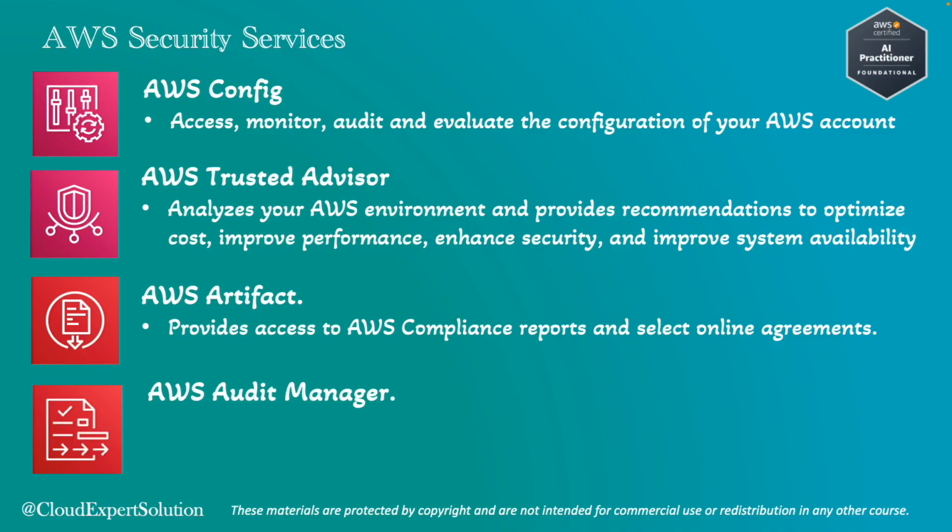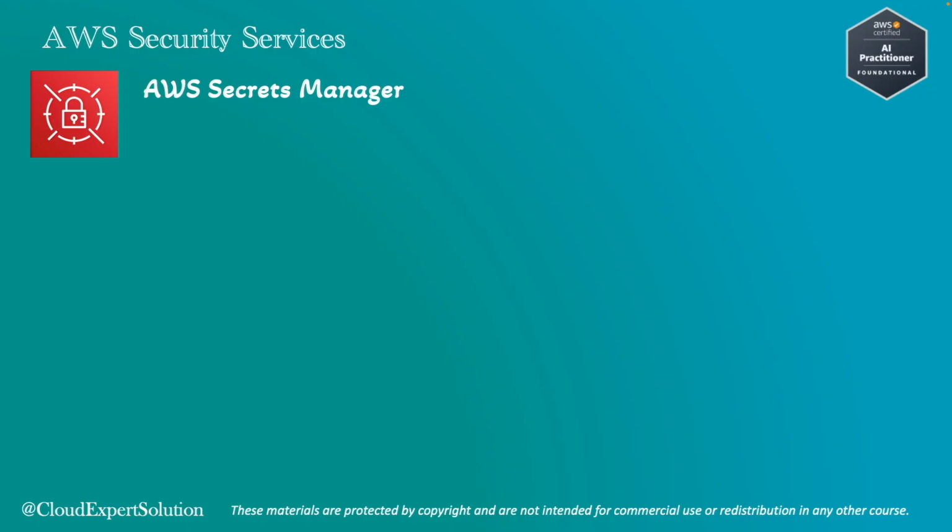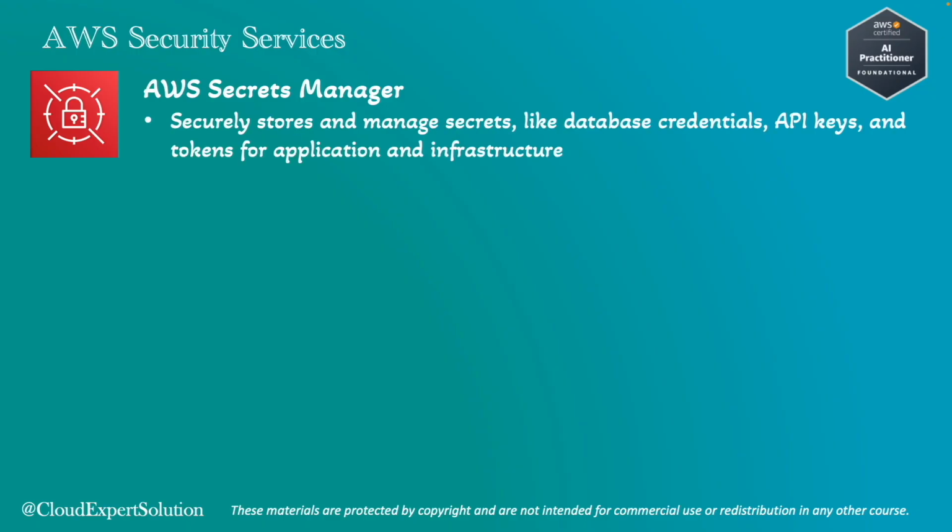Next, AWS Audit Manager. AWS Audit Manager continuously audits your AWS usage and assesses risk and compliance with regulatory and industry standards. Then we have AWS Secrets Manager. AWS Secrets Manager will securely store and manage secrets like database credentials, API keys, and tokens for your application and infrastructure. You can automatically rotate your secrets using AWS Secrets Manager.